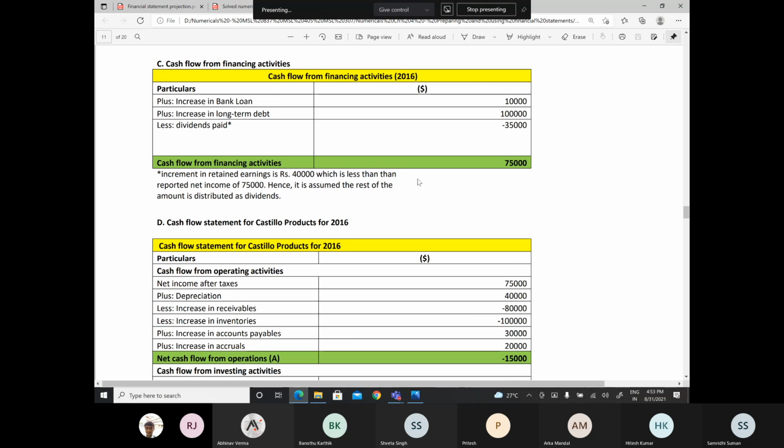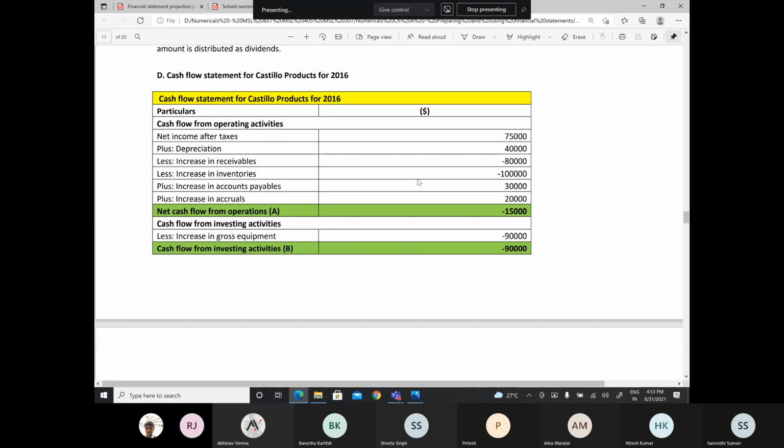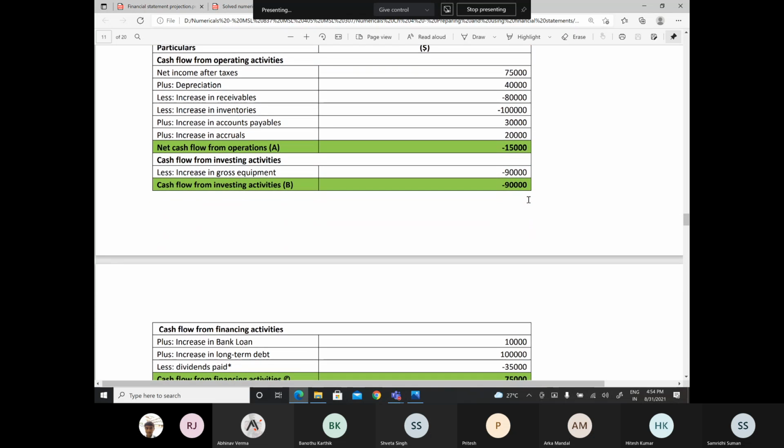Based on all of these three separately drawn, we can now make the formal cash flow, which is nothing but a summarization. So cash flow from operating activities, we start with net income, add depreciation, less increase in receivables, less increase in inventories, plus increase in accounts payables, plus increase in accruals, giving us net cash from operations of minus 15,000. Then the second is cash flow from investing activities, which is increase in gross equipment of 90,000. So that gives us a cash flow from investing activities at minus 90,000. So it is evident that the company is burning cash.